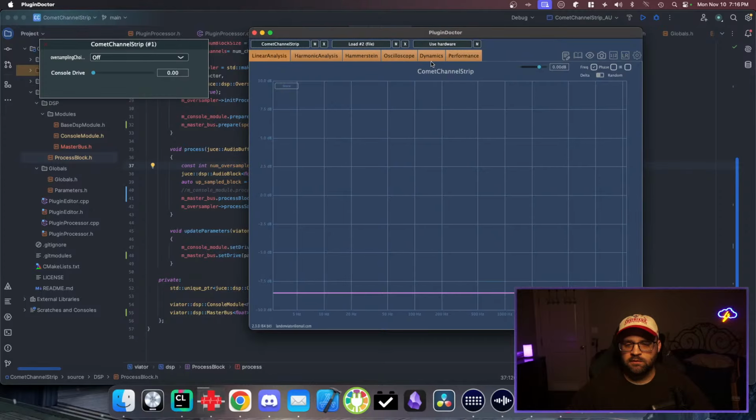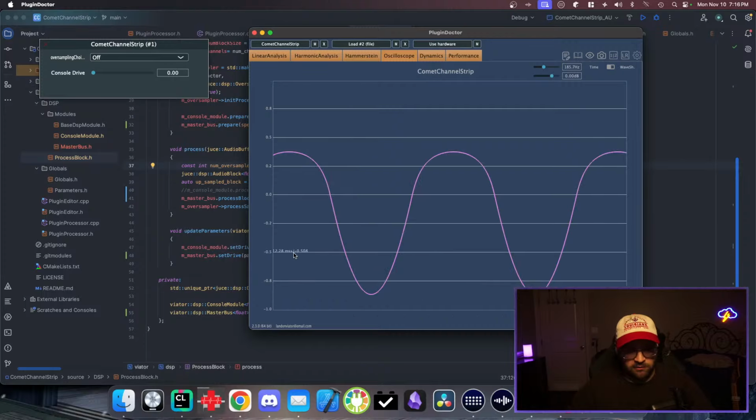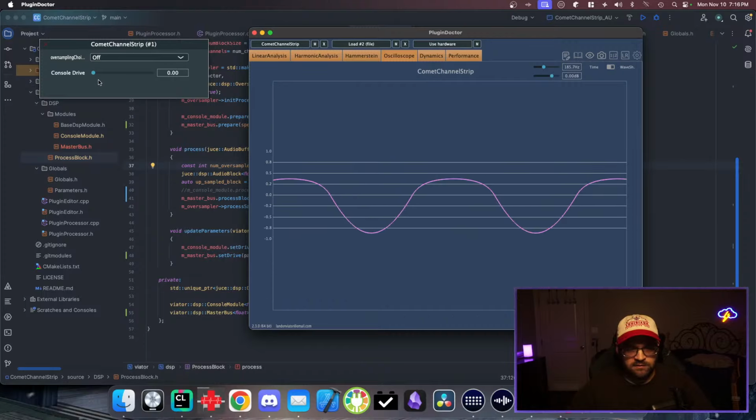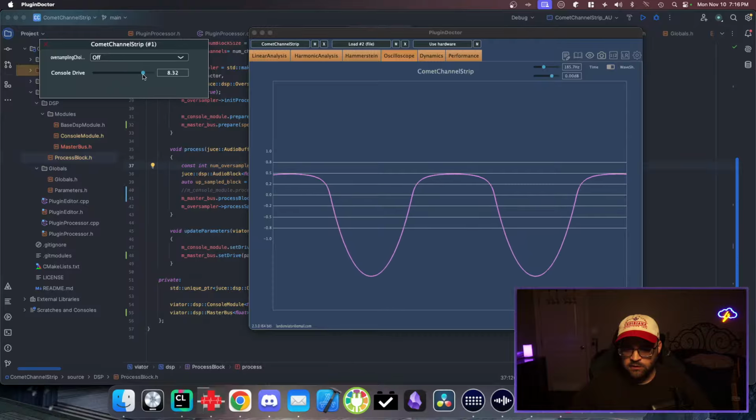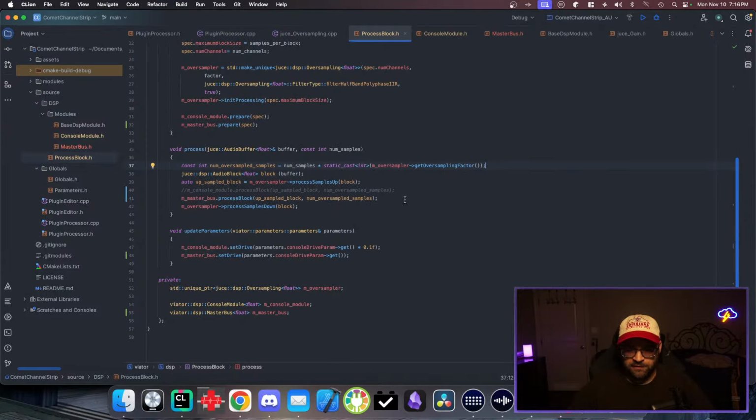Here it is, okay. All right, there we go. Looks like it's gonna work. Let's see. Yeah, okay. That drives it, that's cool. We can obviously add more gain, but that's good for now. We have our basic algorithm.